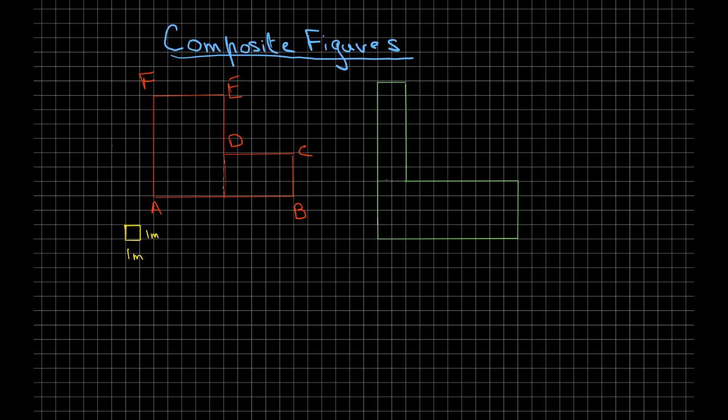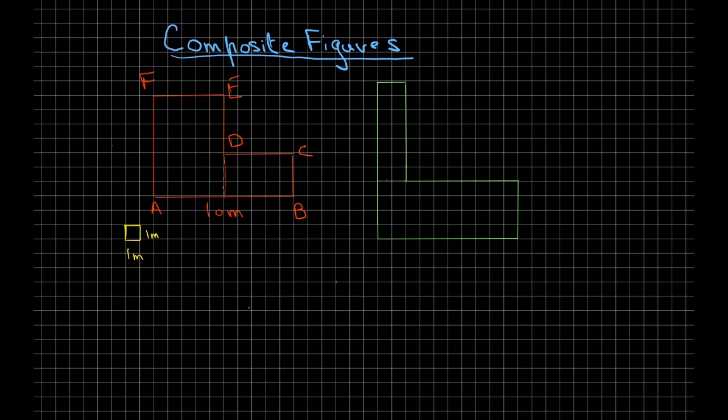So let's look at what is the length AB. I'm going to count the number of squares: 1, 2, 3, 4, 5, 6, 7, 8, 9, 10. So this length really is going to be 10 meters, because there are 10 squares here.